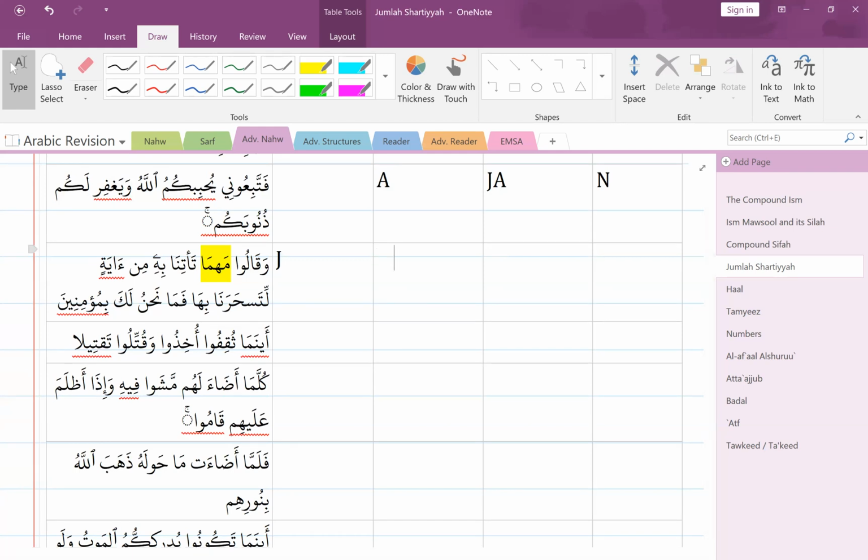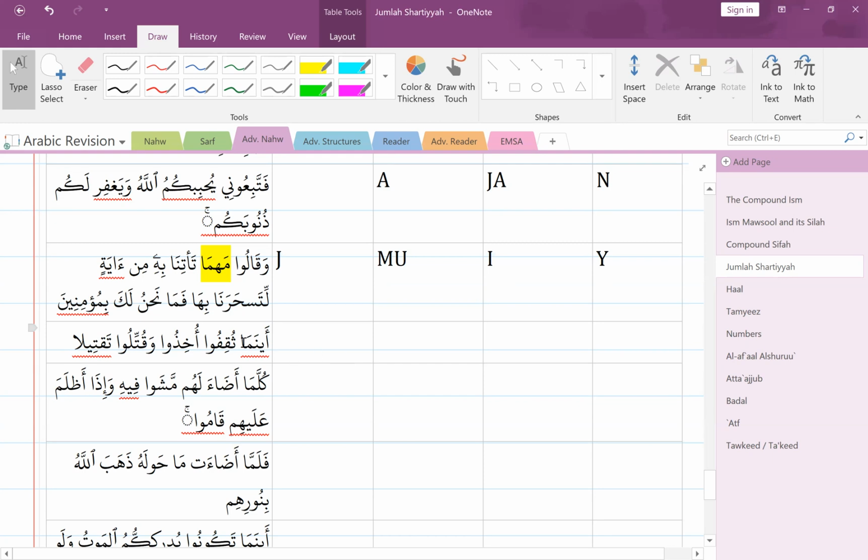Ya'ti, it's a mudare. So ata ya'ti. It's a mudare. And the jawab is also a mudare. Where's the jawab? That's the jawab. We have fama nahnu. So this is Jumla Ismiya. Exactly. And that's why you got a fa. Okay, great.